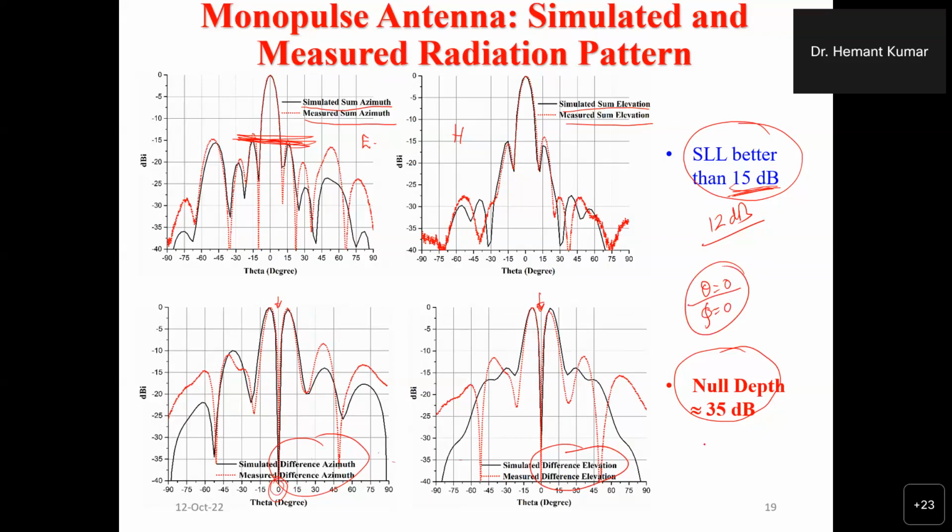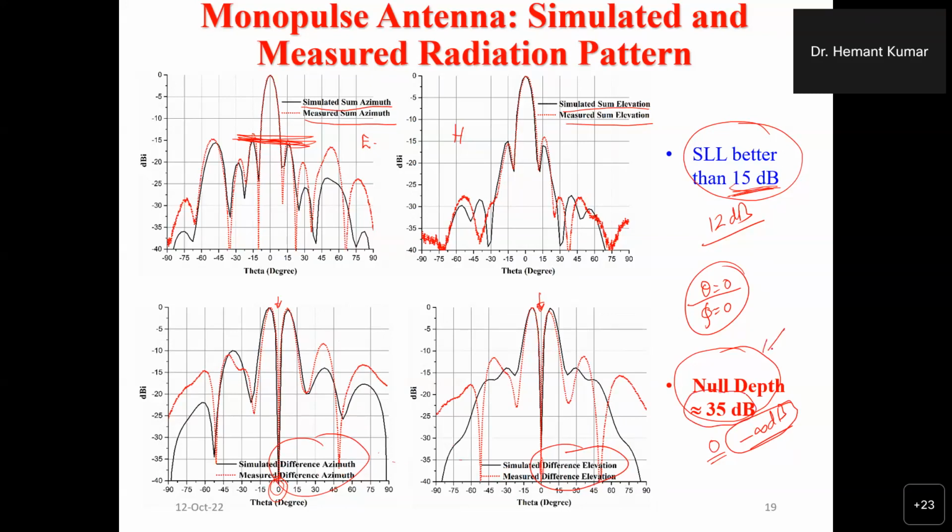But 0 value means the numerical value of 0, which means minus infinity dB, right? So ideally we should get minus infinity dB, but any value which is less than minus 30 dB, we can assume is a good value. In our case, we are getting a null depth of better than minus 35 dB. If you see here, at 0, if the target is right at the center, we are getting better than minus 35 dB. Here also we are getting better than minus 35 dB.